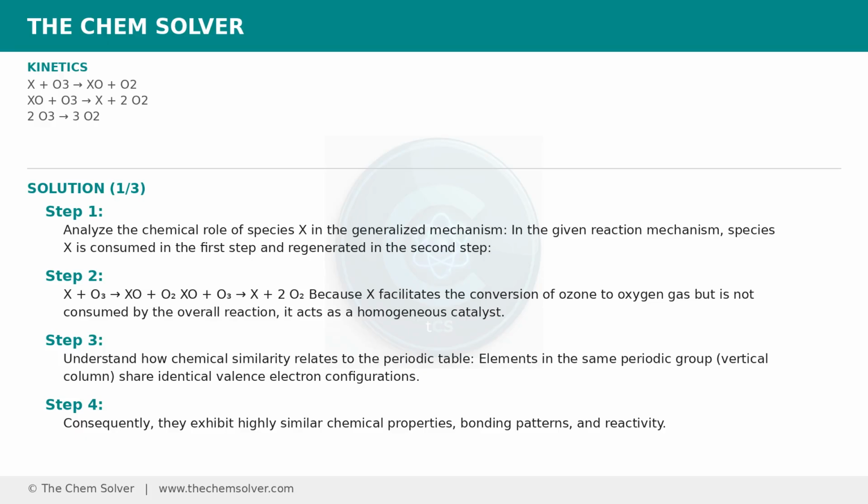Analyze the chemical role of species X in the generalized mechanism. In the given reaction mechanism, species X is consumed in the first step and regenerated in the second step. X plus O3 gives XO plus O2.